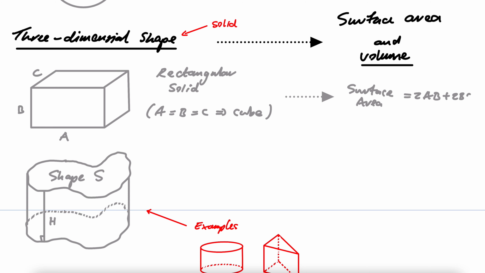Plus 2BC plus 2AC. Now that's not a formula you should memorize really. You should understand where it's coming from. It's coming from the fact you've got these 6 faces and you're adding up the individual areas. Now, volume is, much like the area of a rectangle, essentially defined to be the product of the 3 numbers A, B, and C.